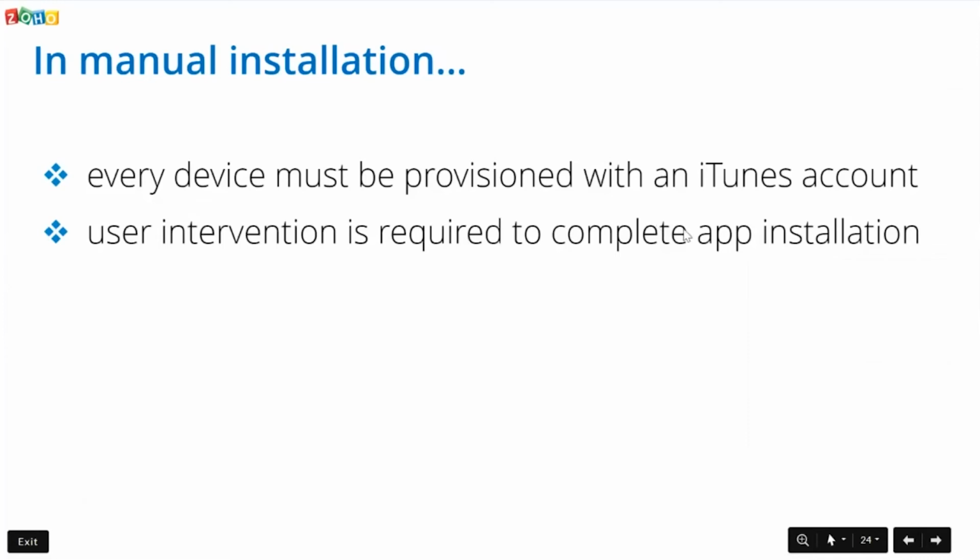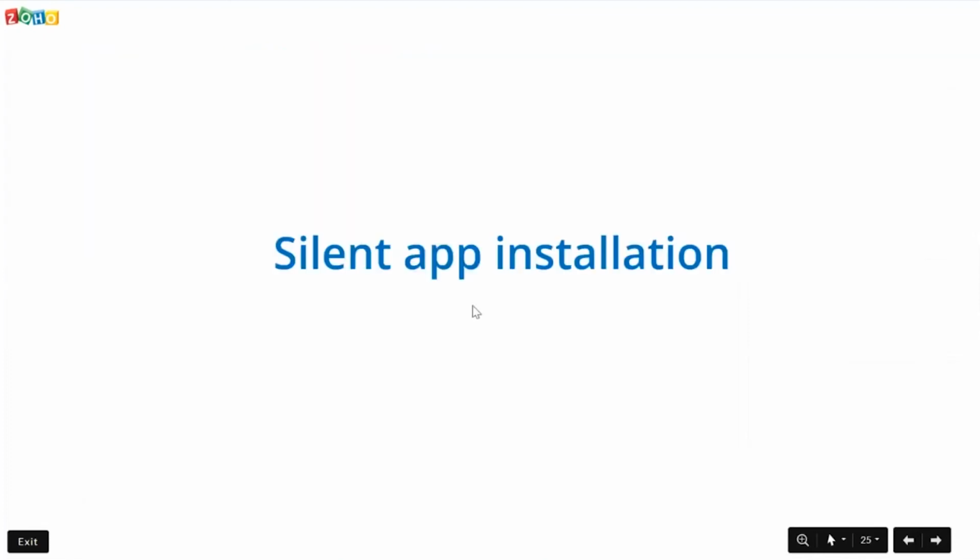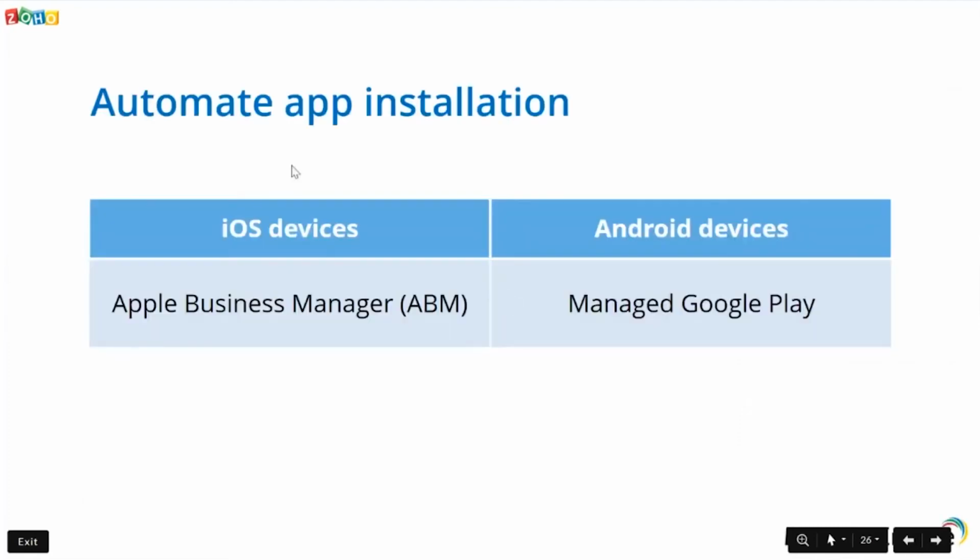So now let's say these two are not possible for your organization. Let's say you are unable to provision each device with a different iTunes account, and also you do not want your users to intervene while you are installing an app. So to solve this, Mobile Device Manager Plus allows you to silently install apps on devices without any user intervention. You can automate this process by integrating MDM with Apple Business Manager for your iOS devices and managed Google Play for your Android devices. Both of these programs will help you facilitate automatic and silent app installation.